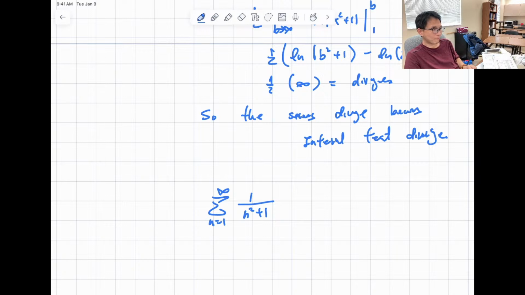Okay, so we have a summation of n equal to 1 to infinity of 1 over n squared plus 1. So is the bottom factorable? I mean, it can factor, it will be n plus i and n minus i, but that will be way too complicated.